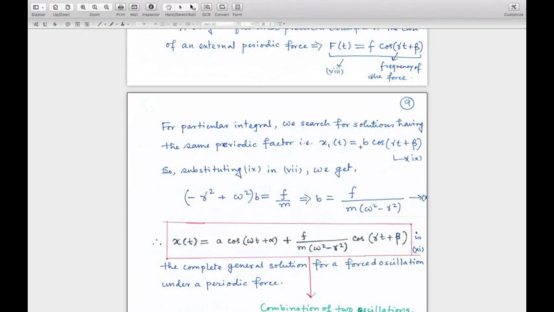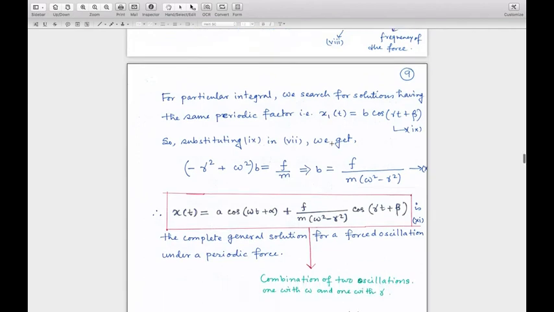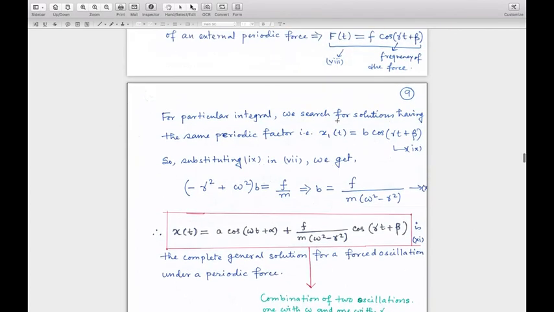We search by trial method. So we search in the form of x1(t) = b cos(γt + β). The motivation is that the variation, or the periodic variation of the force, will be exactly imitated by the particular solution. And that's a very reasonable assumption, because the particular integral basically occurs due to this non-homogeneous part, which is a cosine function.